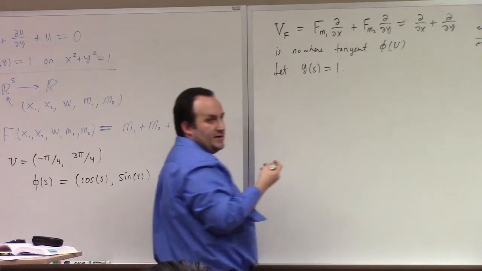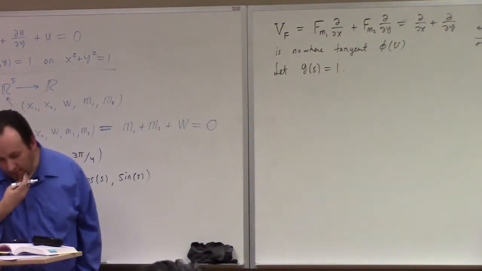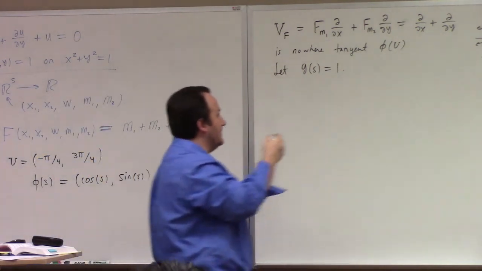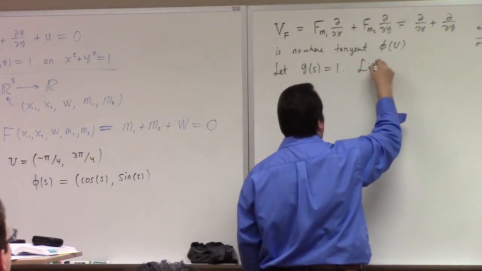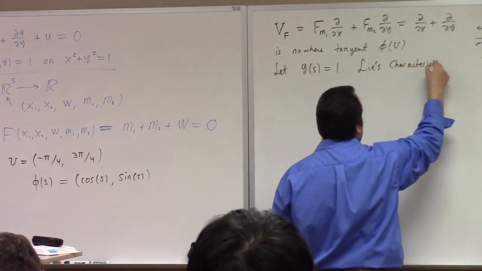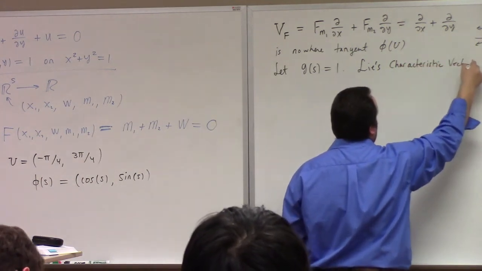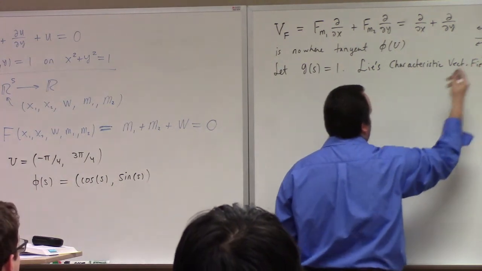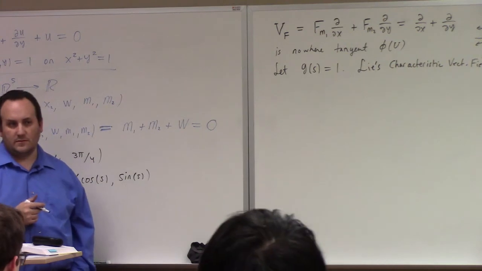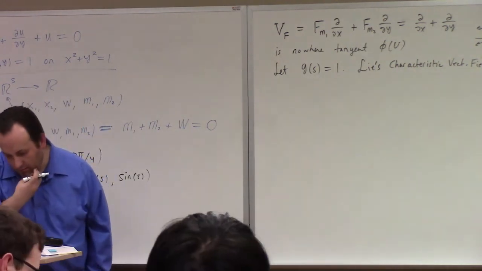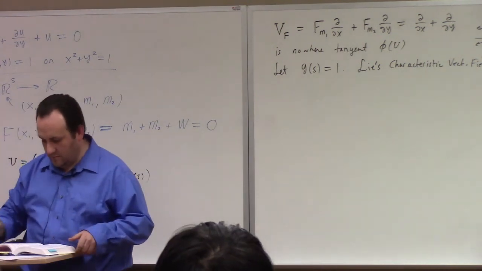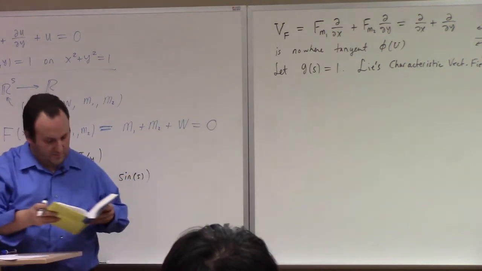All right. And he says the Lie's characteristic vector field, x sub f. See, that's the thing I don't think we ever got to, did we? Did we define the Lie's characteristic vector field, what that was? I don't think we did. Curses.